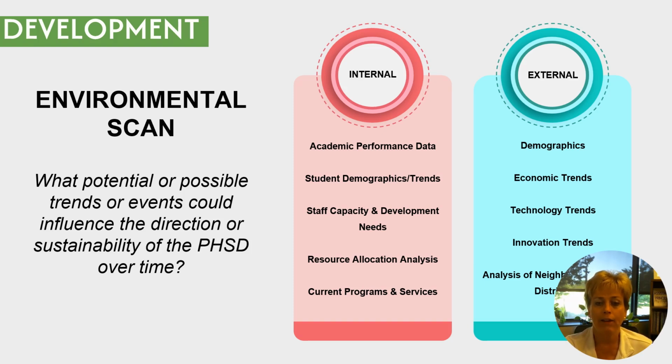Our staff capacity and development needs. What kind of PD do they need? What do they need to be successful leaders for this plan? And resource allocation analysis. Dr. Kelly will help us a lot with this to determine what kind of resources do we need, or can we reclassify some of our current resources to put towards things that we find will be helpful for this academic achievement increase. And our current programs and services. What are we doing right now that could be in support of this planning, or what do we need to maybe add?